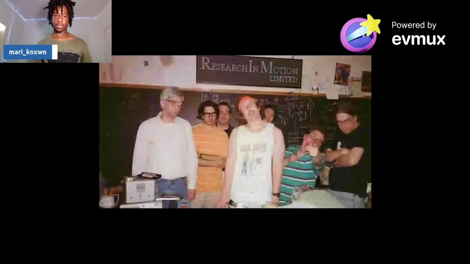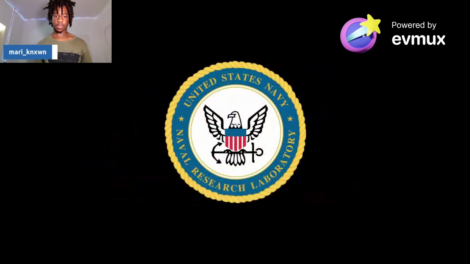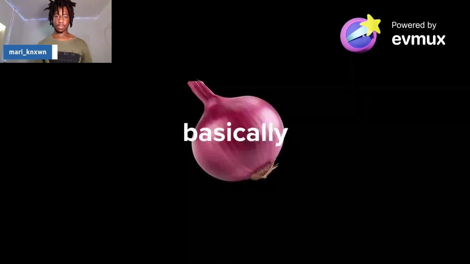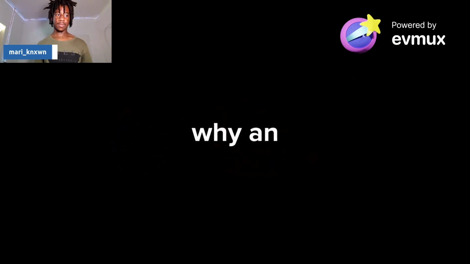So in the 1990s, researchers at the US Naval Research Laboratory began working on something called onion routing, so that the Russians couldn't intercept government transmissions while they were being relayed. And this onion was basically the birth of the dark web. Yep. But why an onion?